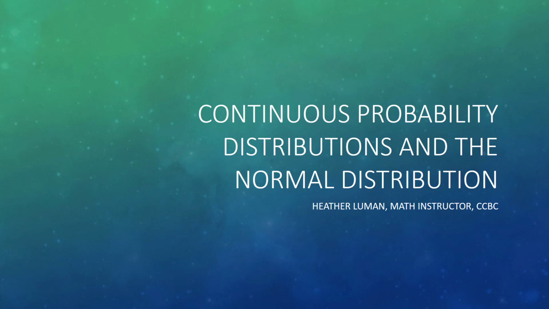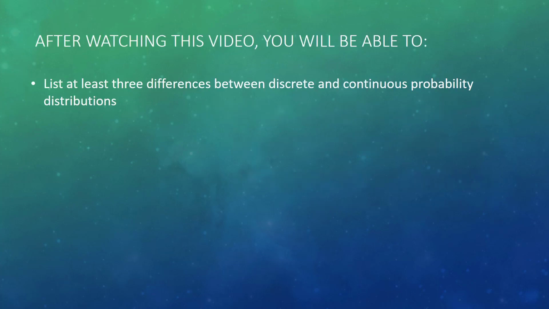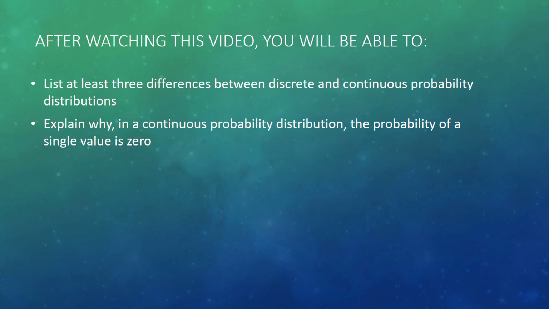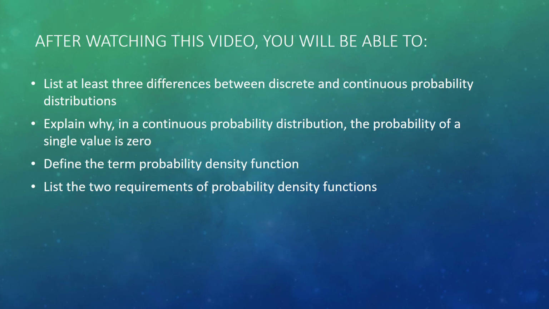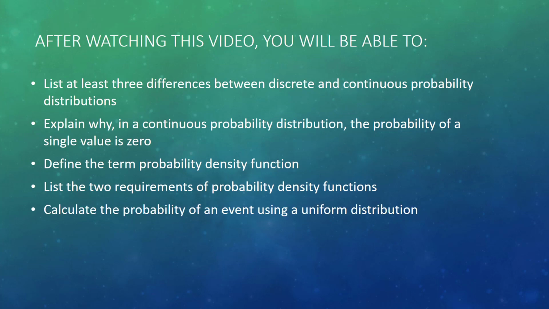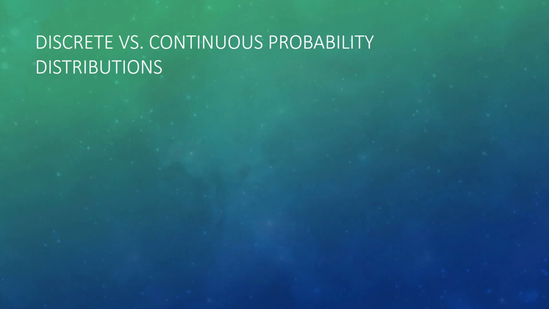Welcome to this video on continuous probability distributions and the normal distribution. After watching this video, you will be able to list at least 3 differences between discrete and continuous probability distributions, explain why in a continuous probability distribution, the probability of a single value is 0, define the term probability density function, list the 2 requirements of probability density functions, calculate the probability of an event using a uniform distribution, and lastly, list the properties of a normal distribution.